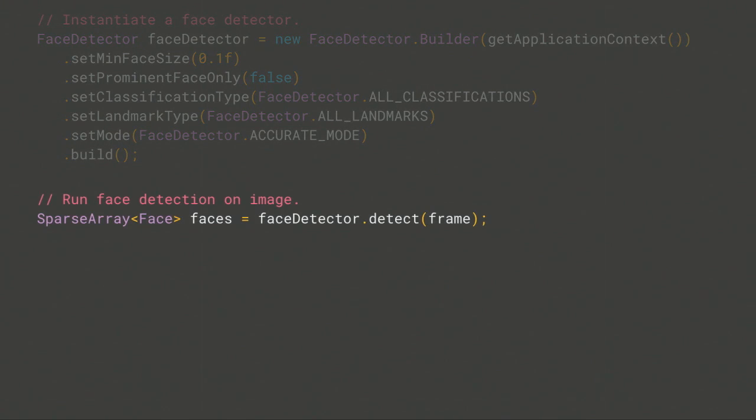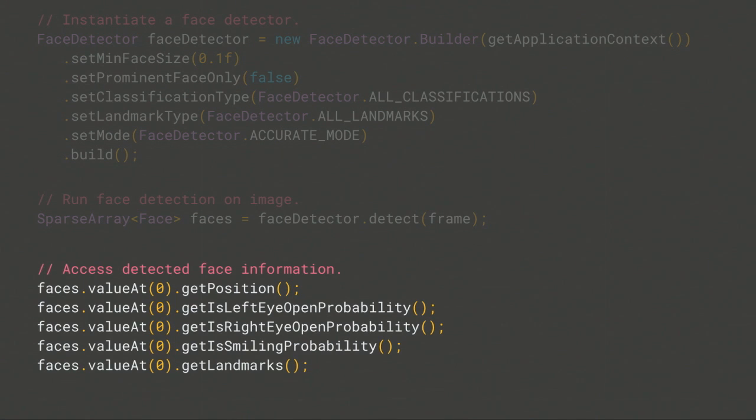Once you have the instance of the face detector, you can apply it on a static image, and you can get all this information about the face, including the position of the face. If you enable the classification, you can get the probability of whether the eye is open or not, and whether the person is smiling. Of course, if you enable landmark detection, you can get a list of landmarks of the face.